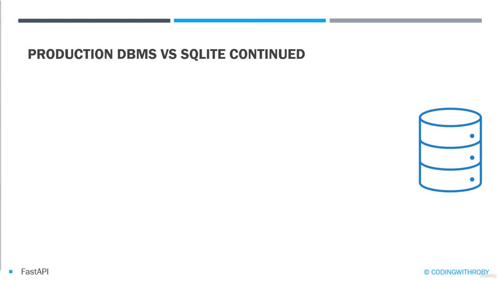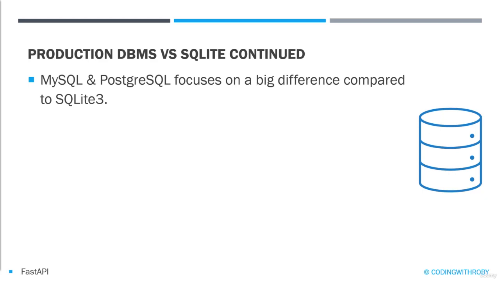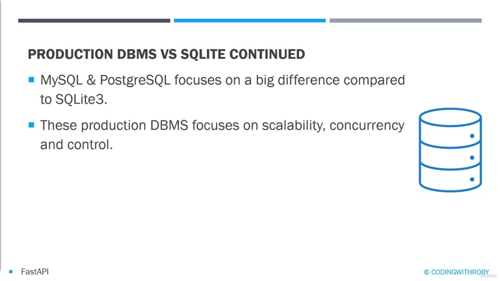So what about production databases? MySQL and PostgreSQL focus on big differences compared to SQLite. These production database management systems focus on scalability, concurrency, and control. These production databases can grow more efficiently and typically offer better stability than SQLite. But this only comes into play when dealing with many users.